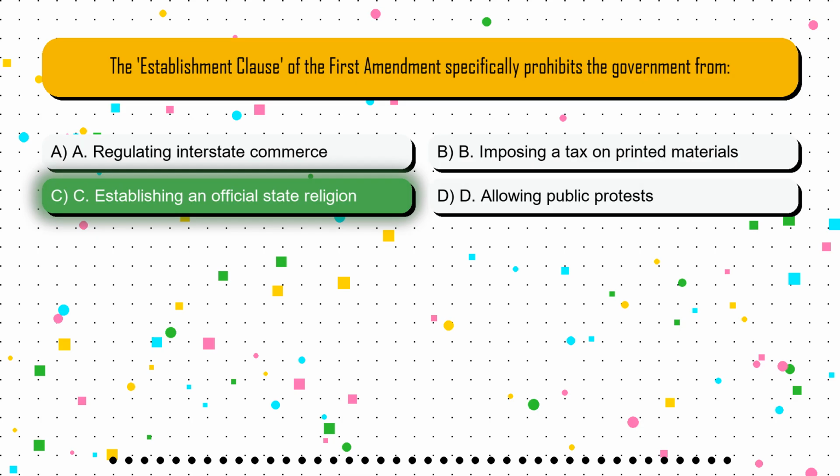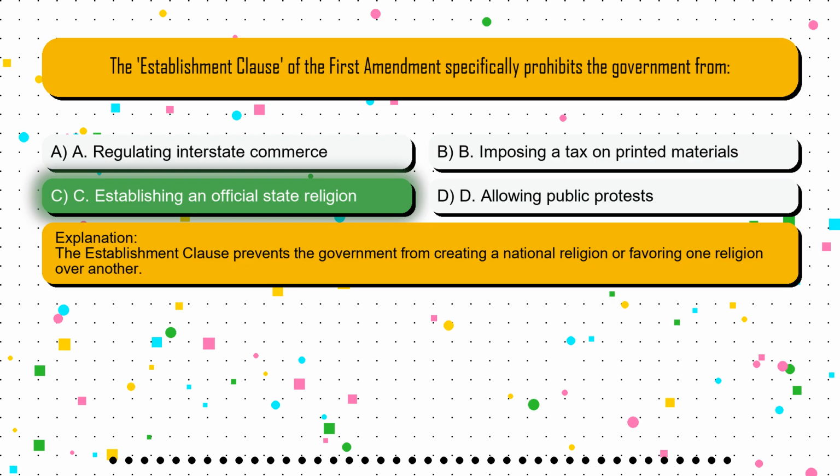The correct answer is option C. Establishing an official state religion. The Establishment Clause prevents the government from creating a national religion or favoring one religion over another.